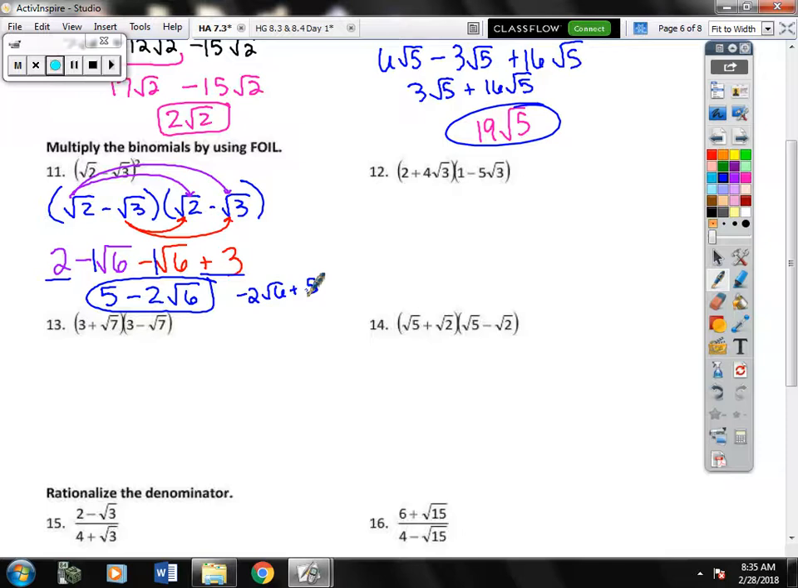Okay. I'm going to have to skip over a couple of these. We'll skip 14. We'll do 12 and 13.